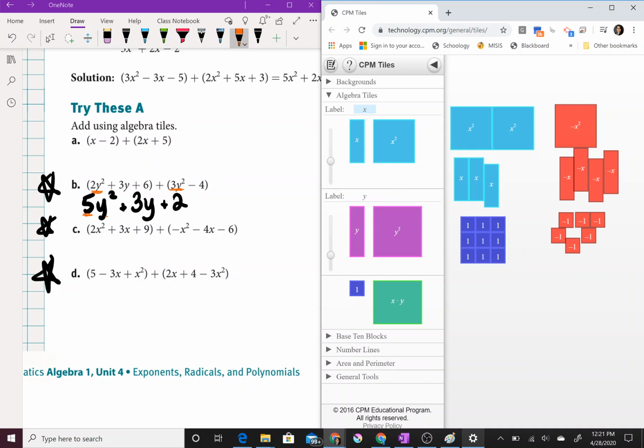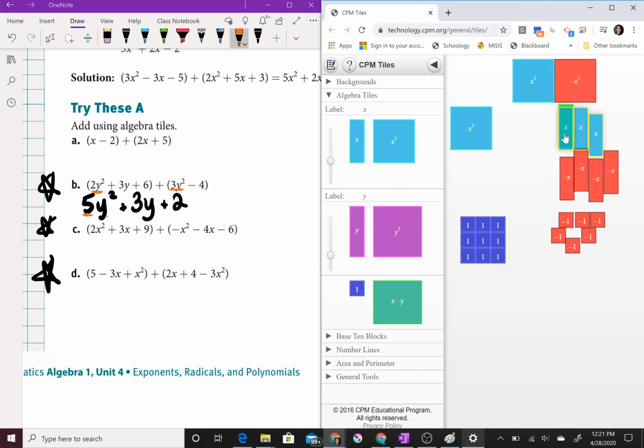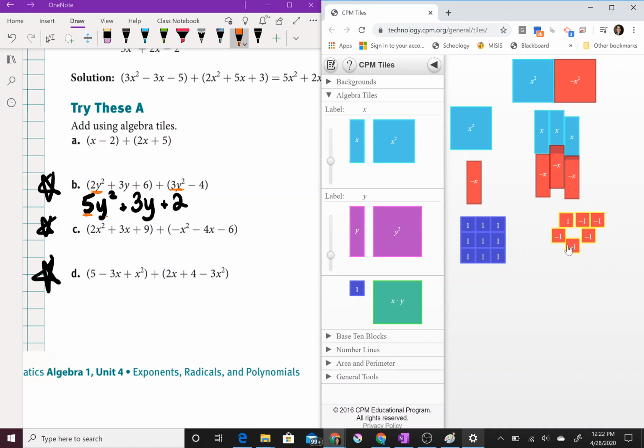All right, then you can go ahead and combine them. So x squared and the negative x squared, that's going to make 0. So I'm going to take those out of the way. For these, I have 3 positive x tiles and 3 negative x tiles. So those are going to be away. So I have this together. And then I have these negative unit tiles or -1 tiles, and they're going to be matched with the 6 positive ones here.